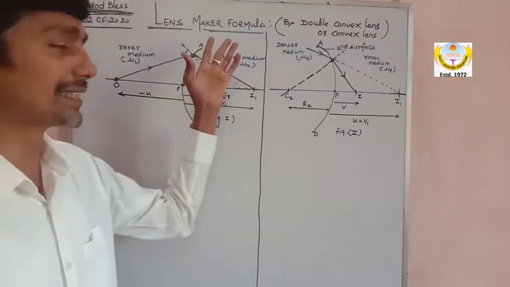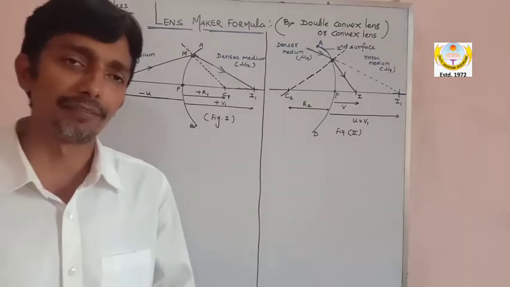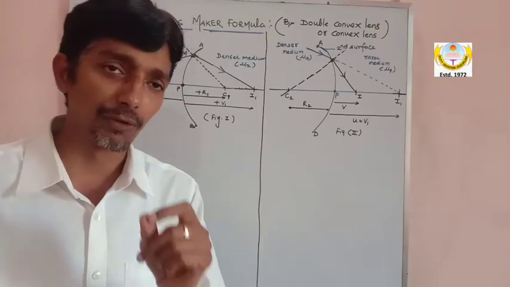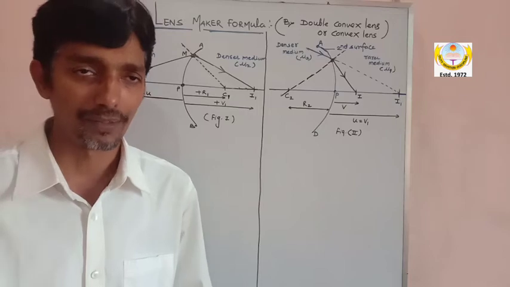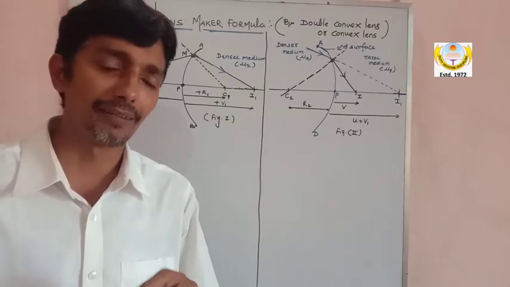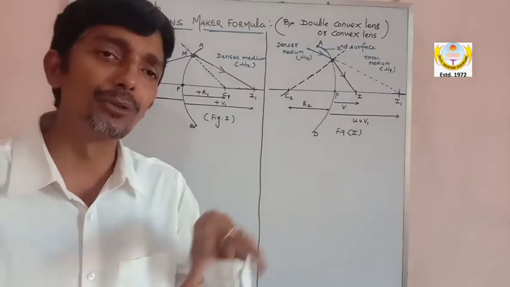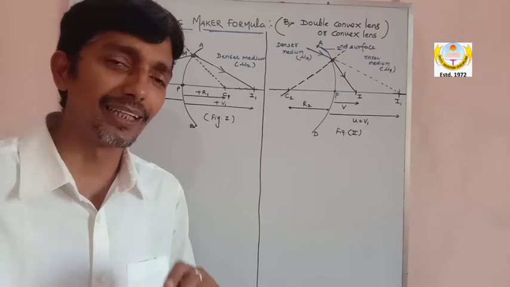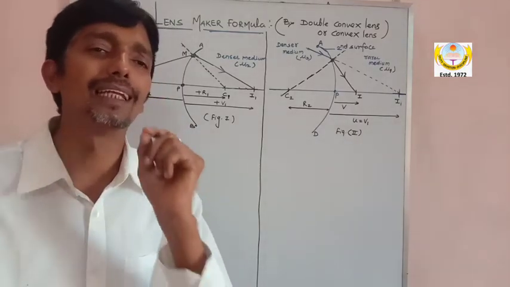Why do we call this the lens maker formula? My dear, you all know that different lenses have different focal lengths. This focal length is calculated by this formula. For example, if I have to make a lens of 15 centimeter focal length, then I have to use this formula. So ultimately this formula is used to calculate the focal length of the lens.